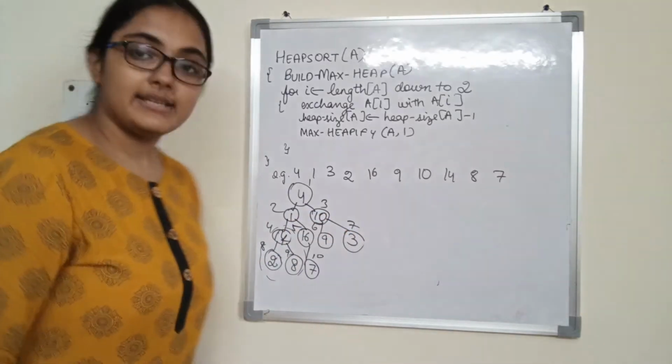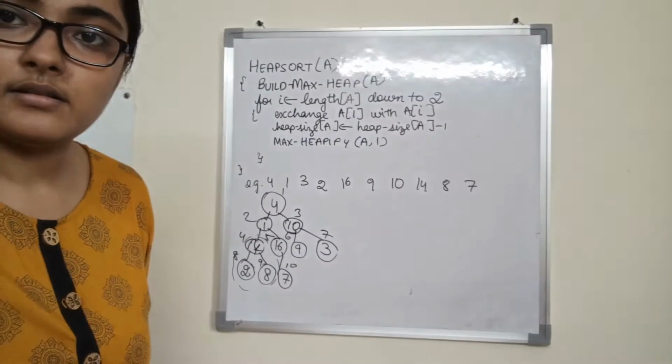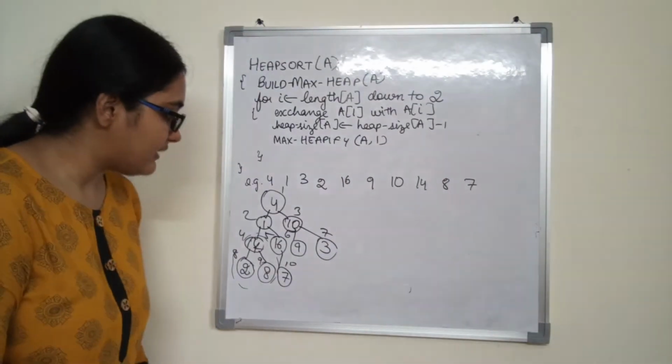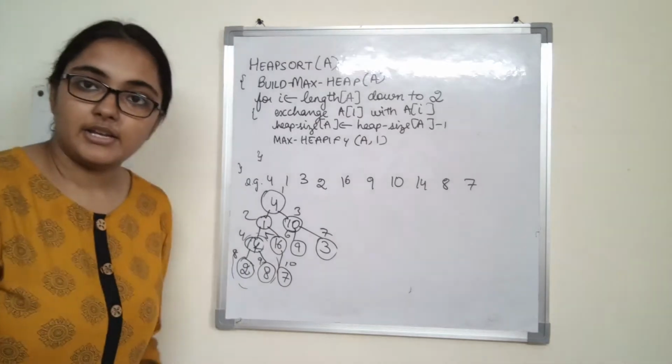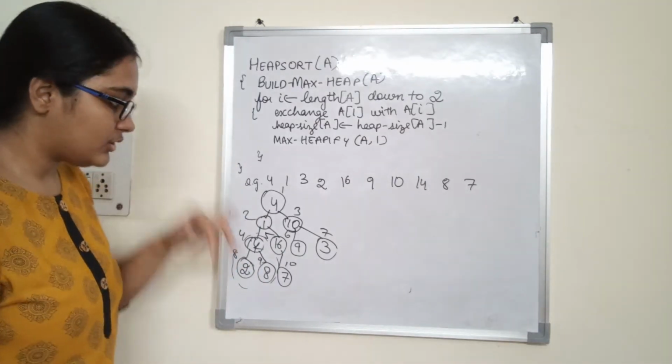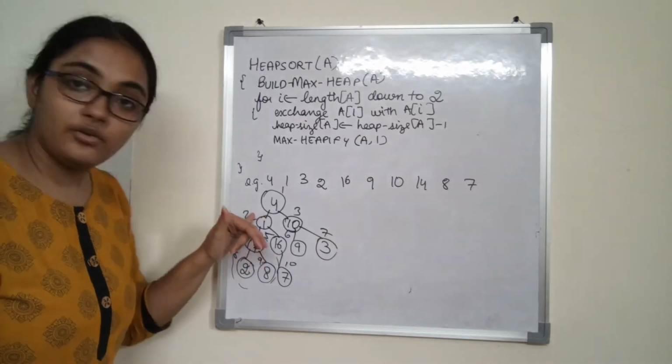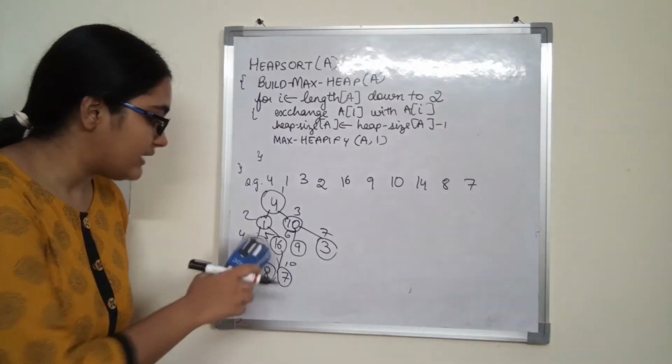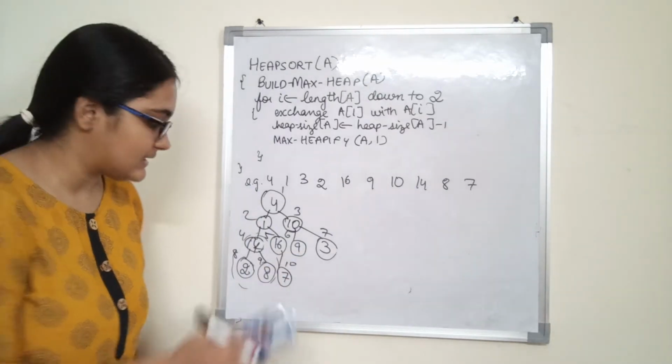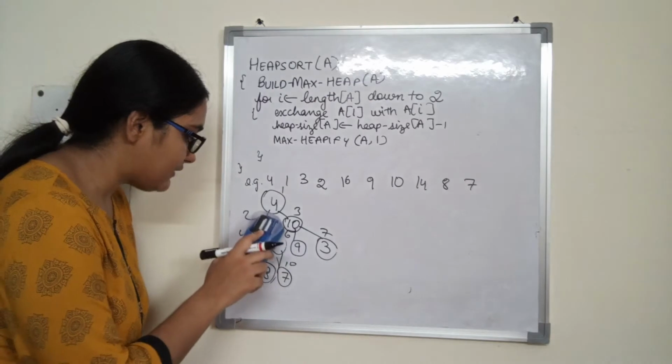Alright. Now let us see what happens when we call it on this particular subtree, that is rooted at 2. On node 2 we call max heapify. Out of 1, 14 and 16, which one is the maximum? 16 is the maximum, so 16 and 1 are exchanged.